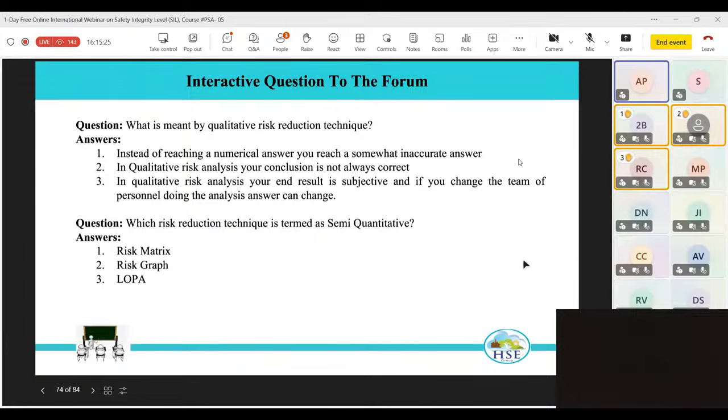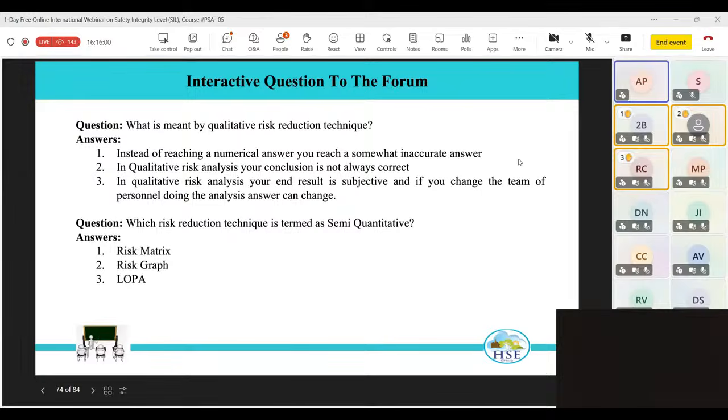So, what is meant by qualitative risk reduction technique? Here the answer is one. Instead of reaching a numerical answer, you reach a somewhat inaccurate answer. So basically, the third one, in qualitative risk.